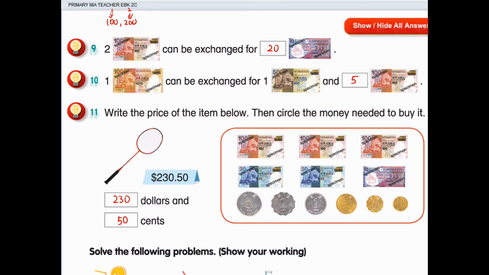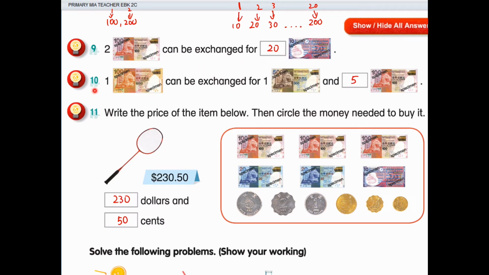So this is the top part of page 75, question number 9. We have two $100 notes, so skip counting. 100, 200, we have the total value of $200 here, and we need to find out how many $10 notes we can exchange for. So we need to do the skip counting for the $10 notes. So 10, 20, 30, and then up to 200 we would have 20 $10 notes.